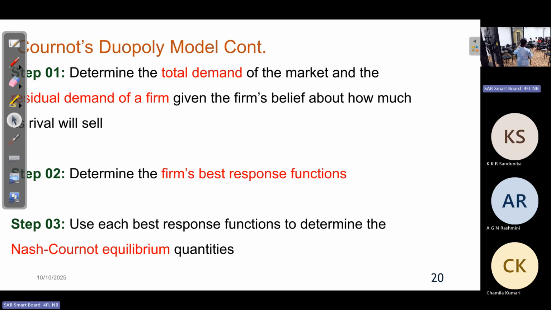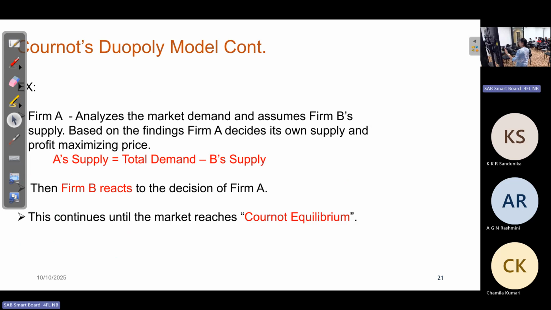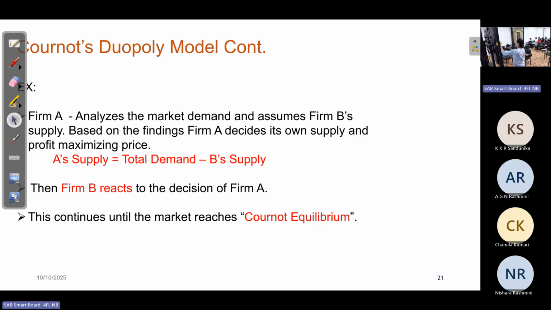From the total market demand, we subtract what firm B is expected to produce, and that gives our residual demand. So determine the firm's best response function. Use each best response function to determine the Nash Cournot equilibrium. Firm A analyzes the market demand and assumes firm B's supply. Based on the findings, firm A decides its own supply and profit-maximizing price. Then firm B reacts to the decision of firm A. This continues until the market reaches the Cournot equilibrium.